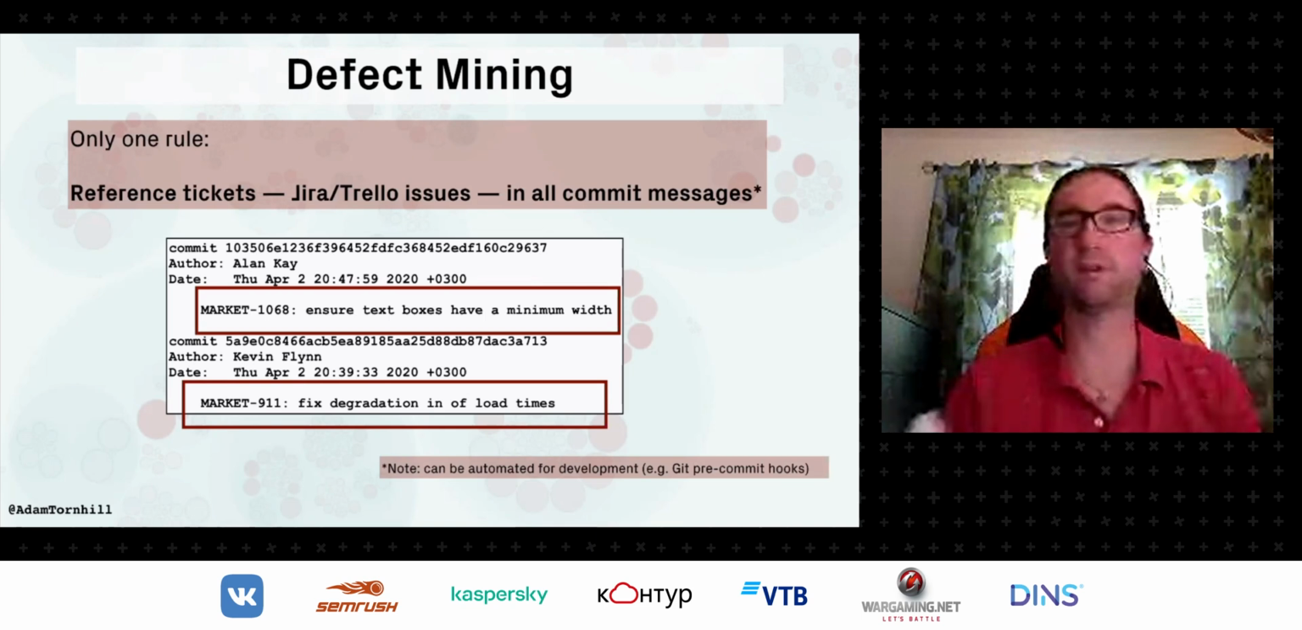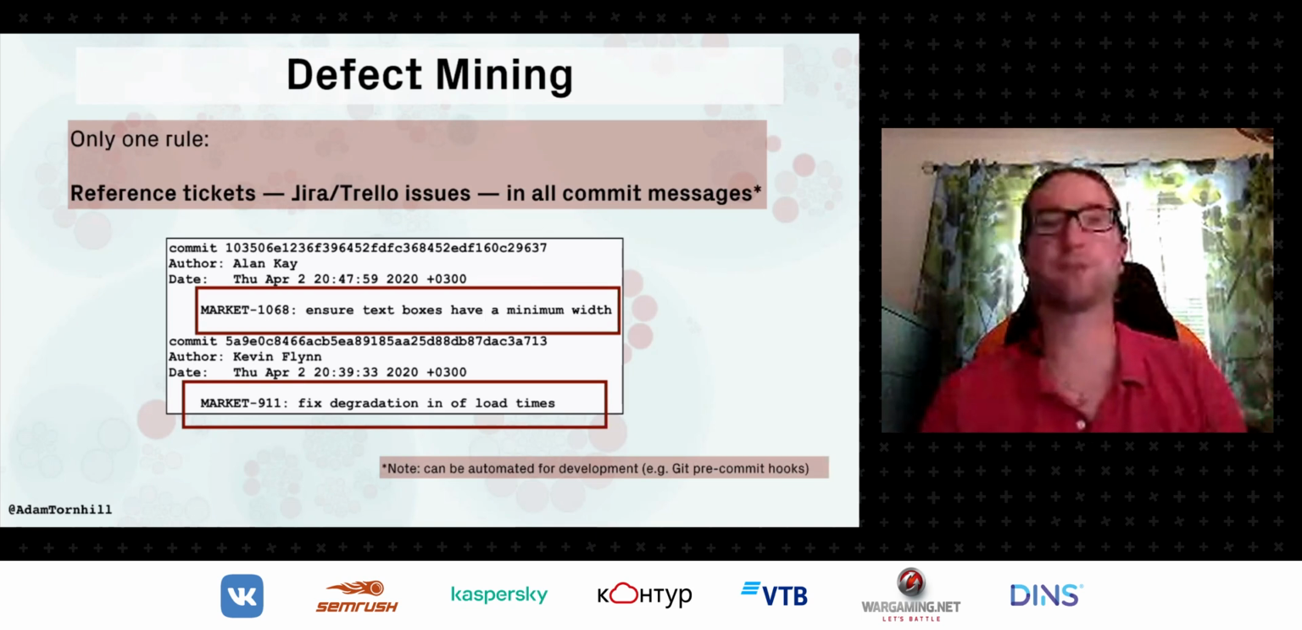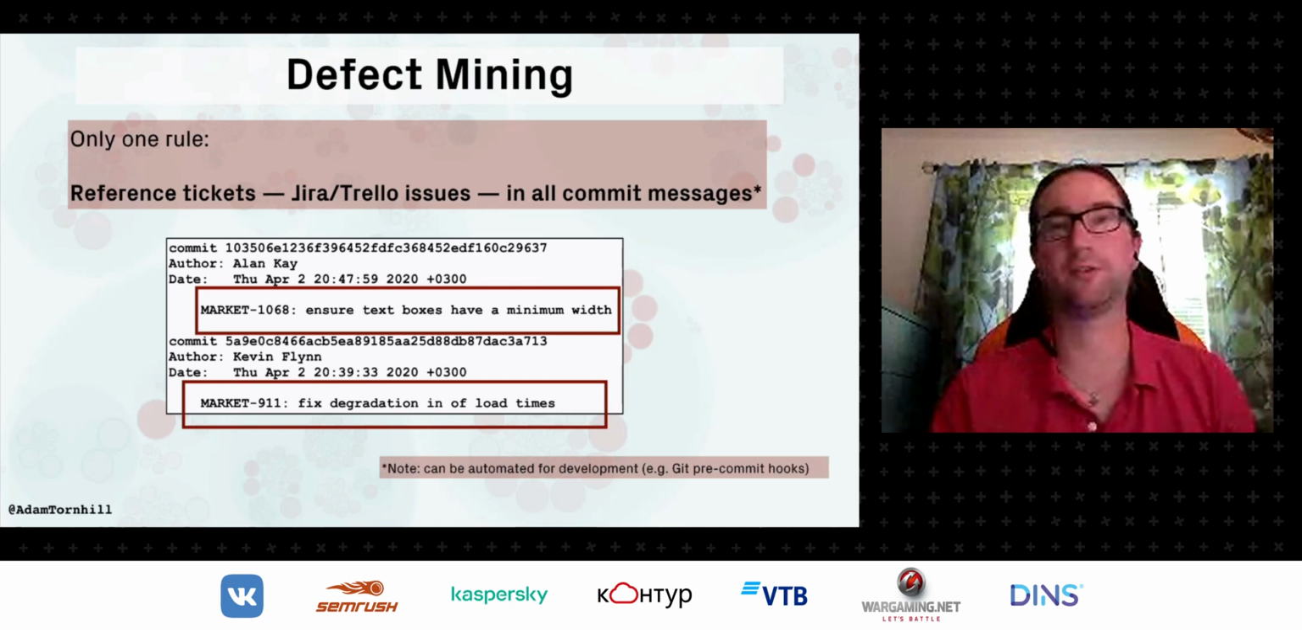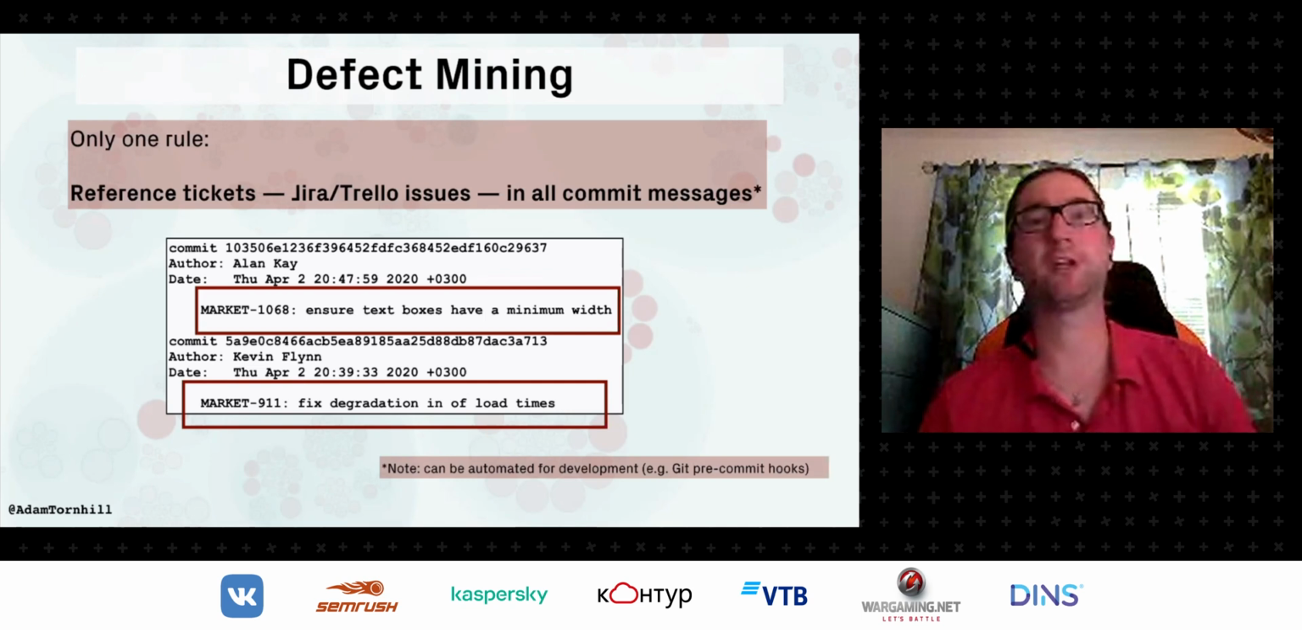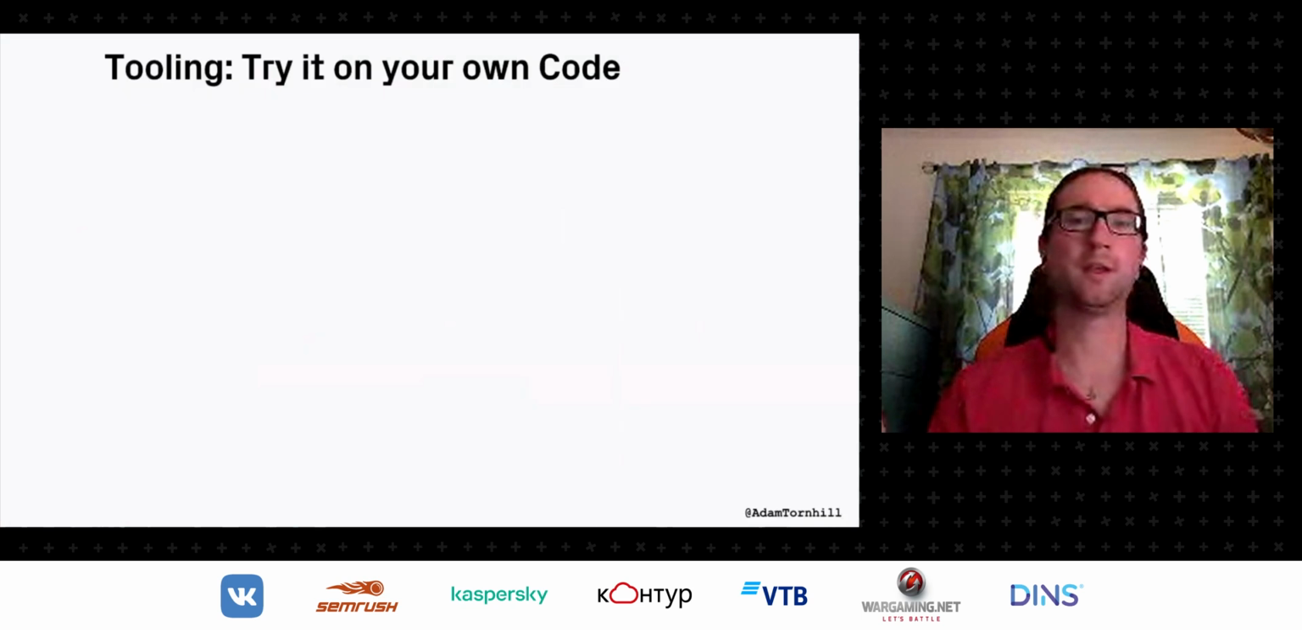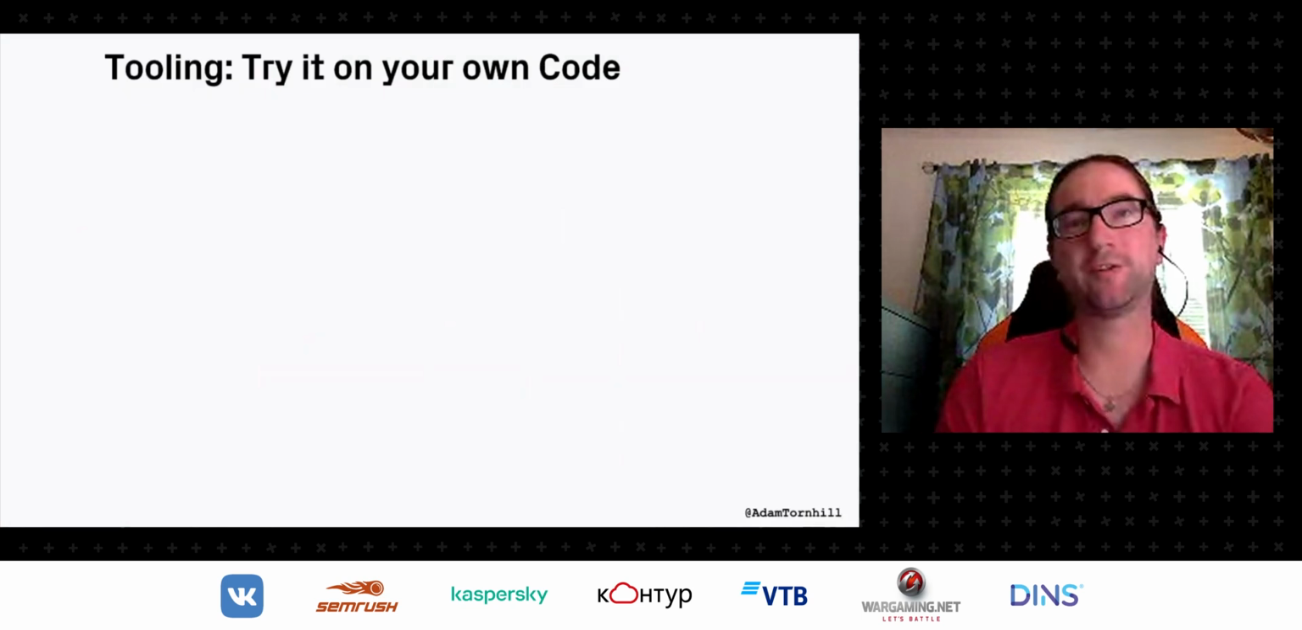And the process of inserting an issue stamp can, of course, be automated and even verified using things like Git's pre-commit hooks.